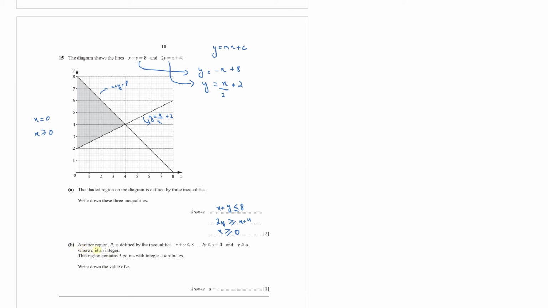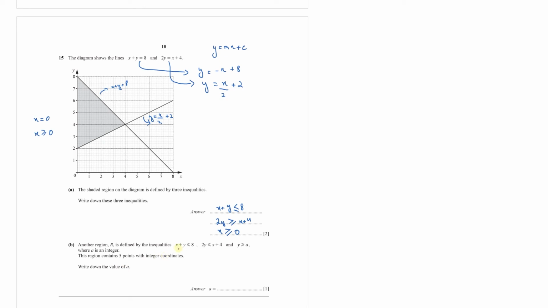So part B: another region R is defined by the inequalities x plus y is less than or equal to 8, 2y is less than or equal to x plus 4, and y is greater than or equal to a, where a is an integer. This region contains 5 points with integer coordinates. Write down the value of a.